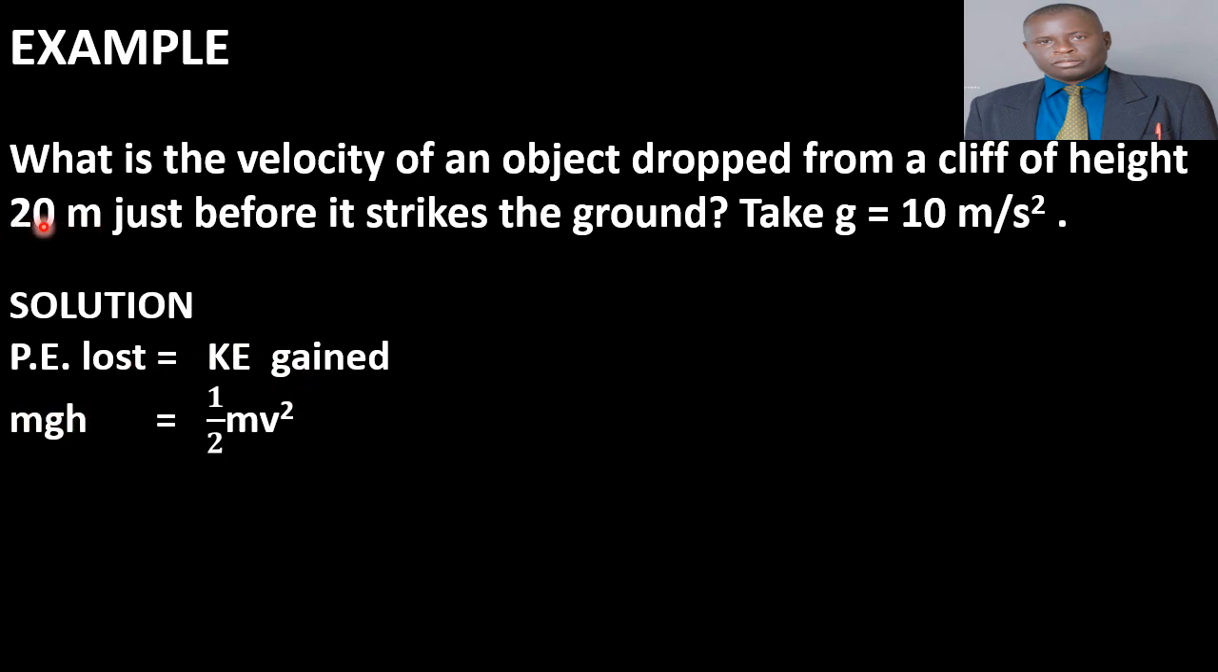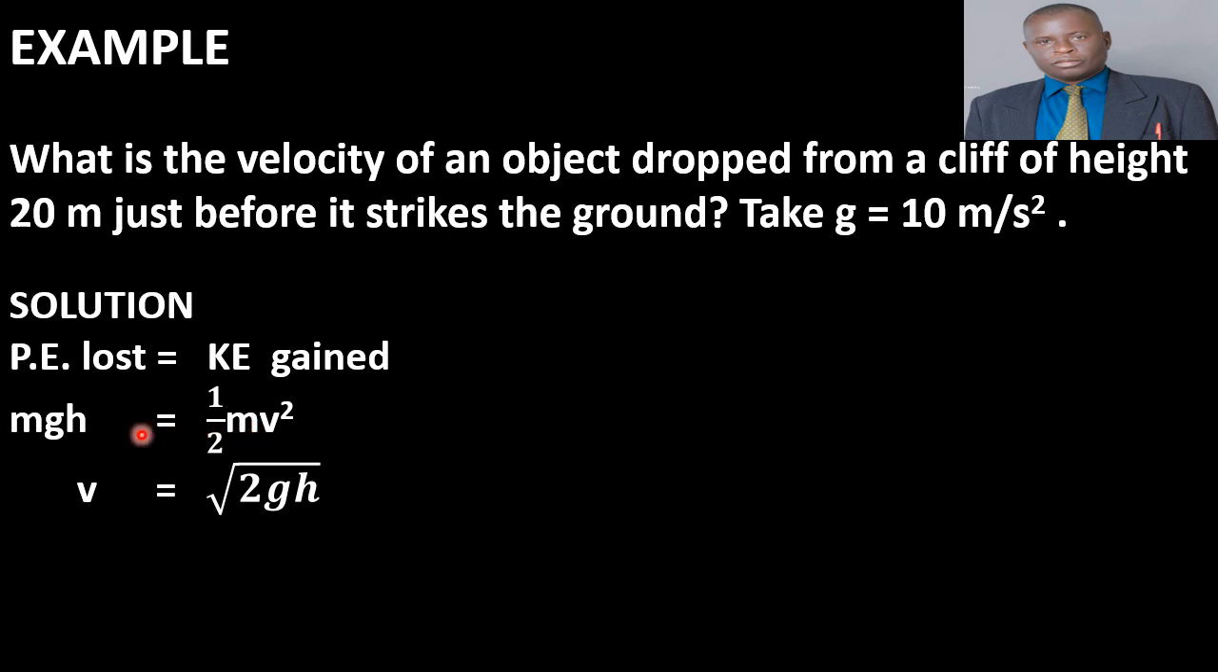Potential energy at the height of 20 meters, when the ball or the object is dropped to the ground, its energy is going to change. All its energy is going to become kinetic when it falls to the ground. So it has the maximum potential energy at the height h or 20 meters and the maximum kinetic energy when the ball is just about to reach the ground. So all its potential energy changes to kinetic.